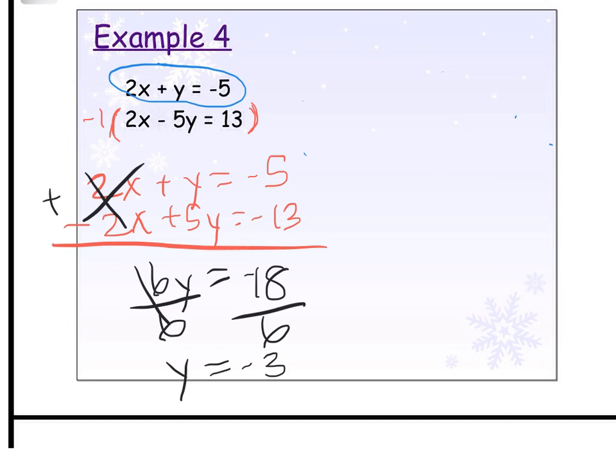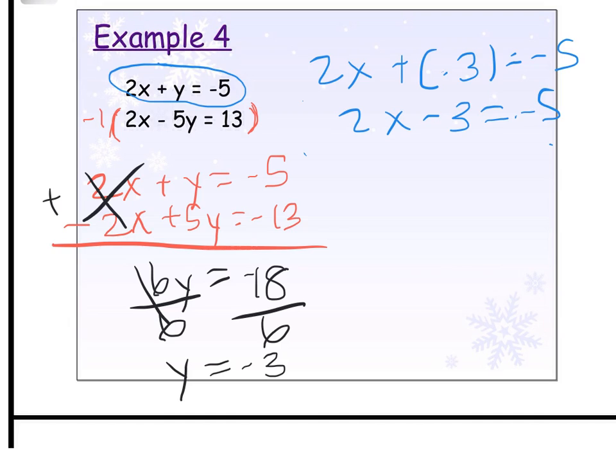Sorry about that. So I should have 2x plus negative 3 equals negative 5. It's like saying 2x minus 3 is equal to negative 5. Got to add 3 to both sides. So 2x is equal to negative 2.